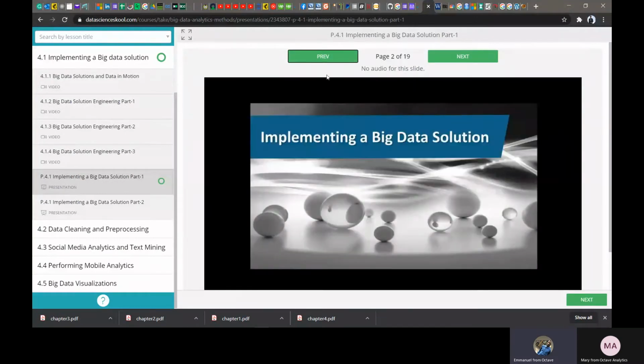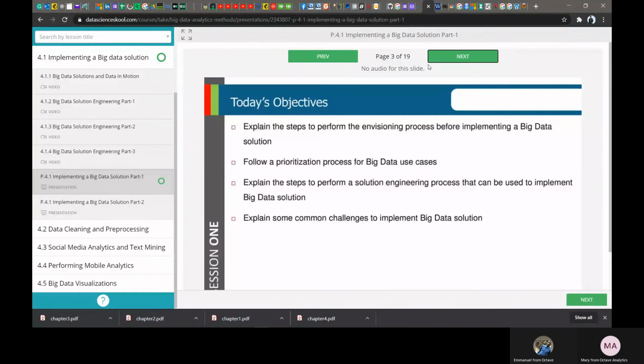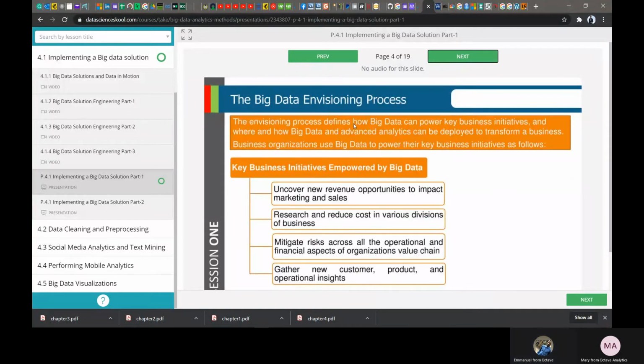Talking about implementing a big data solution. In this session, we'll be explaining the steps to perform the envisioning process before implementing a big data solution, follow a prioritization process for big data use cases, explain the steps to perform a solution engineering process that can be used to implement a big data solution, and also explain some common challenges to implementing a big data solution. So I hope you're set. Let's get ready. Get started.